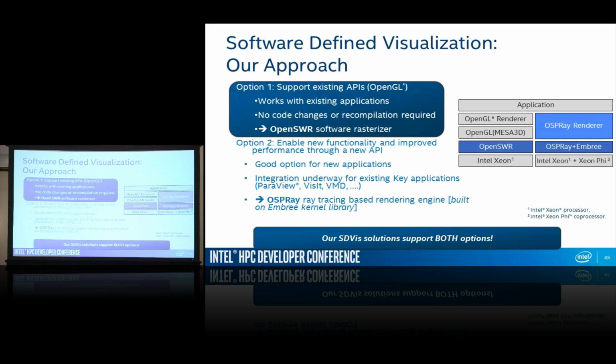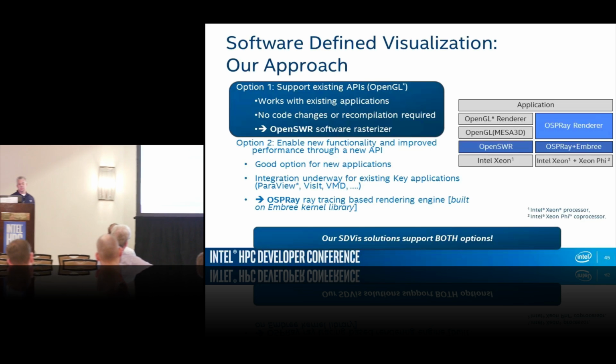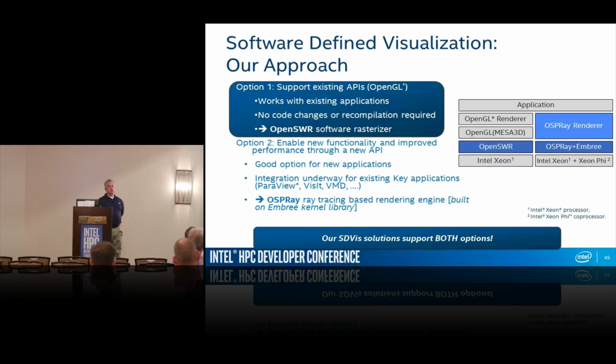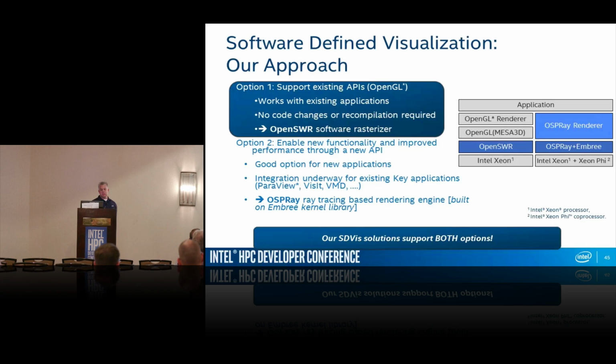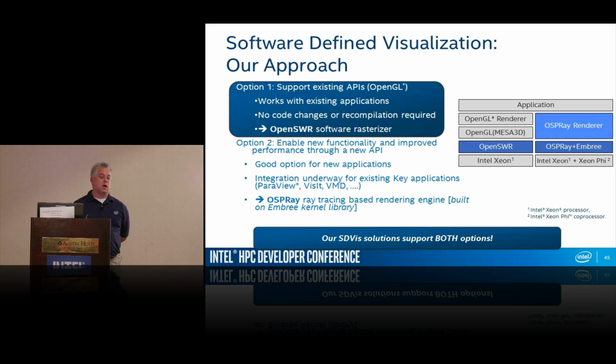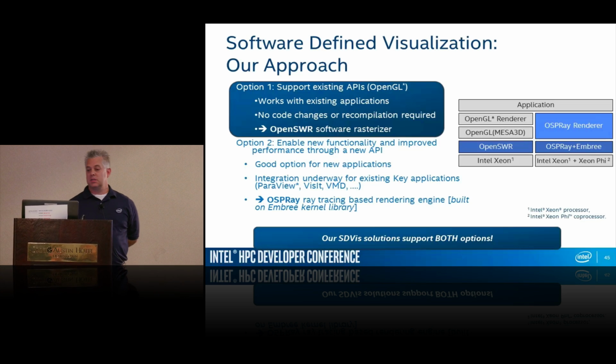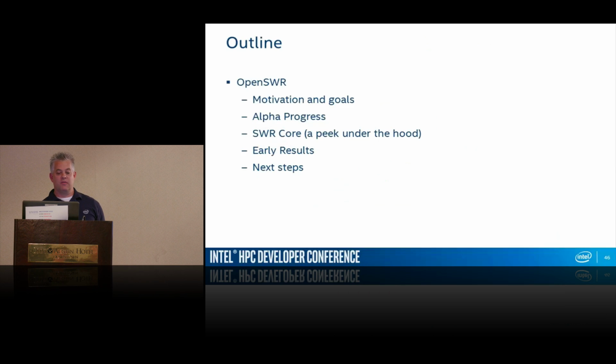As Jim just mentioned, we have a couple of different pillars to support our SDVis initiative, and one of them is OpenSWR, an OpenGL software rasterizer. The other, as Jim just mentioned, is Osprey. Osprey underneath uses the other software package that we have, which is Embree, the Embree kernels. But I'm going to focus on OpenGL and the OpenSWR open source package that we have.